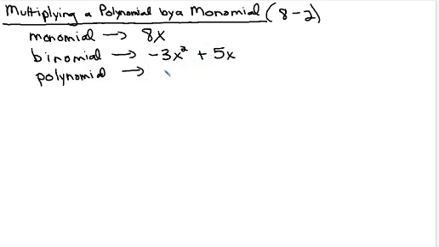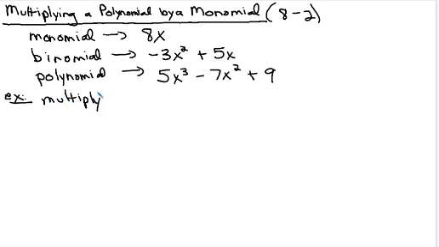A polynomial could also be something like 5x cubed minus 7x squared plus 9. That is a polynomial. Three algebra terms combined by addition or subtraction. And in today's assignment, you're going to be multiplying a monomial by a polynomial. So here's the first example. Let's say that we have negative 3x squared times 7x squared minus x plus 4.